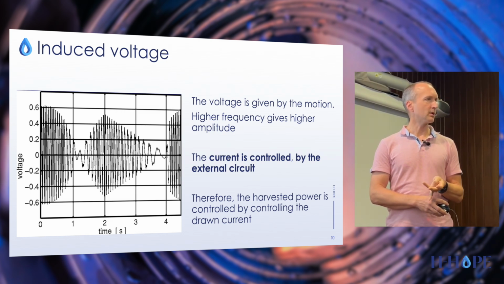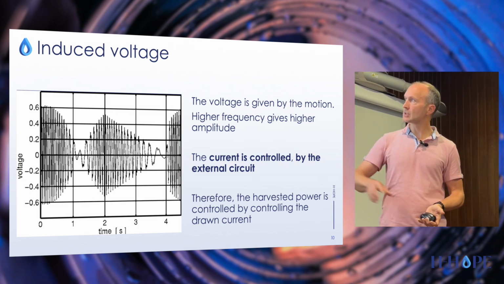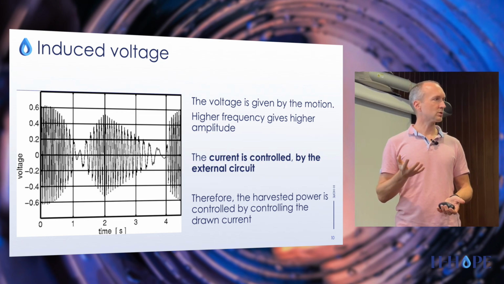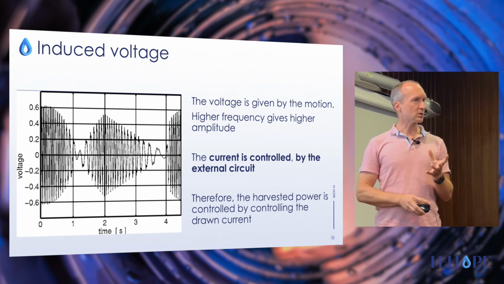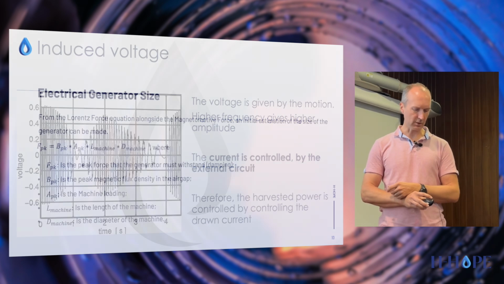The power is determined by the current that we choose to draw from this device. It's really the external circuit that controls the current, and also controls the power. The generator is there only as a voltage source, you can say. It provides the voltage, but how much power, it's up to us to choose how much current we extract from this device.